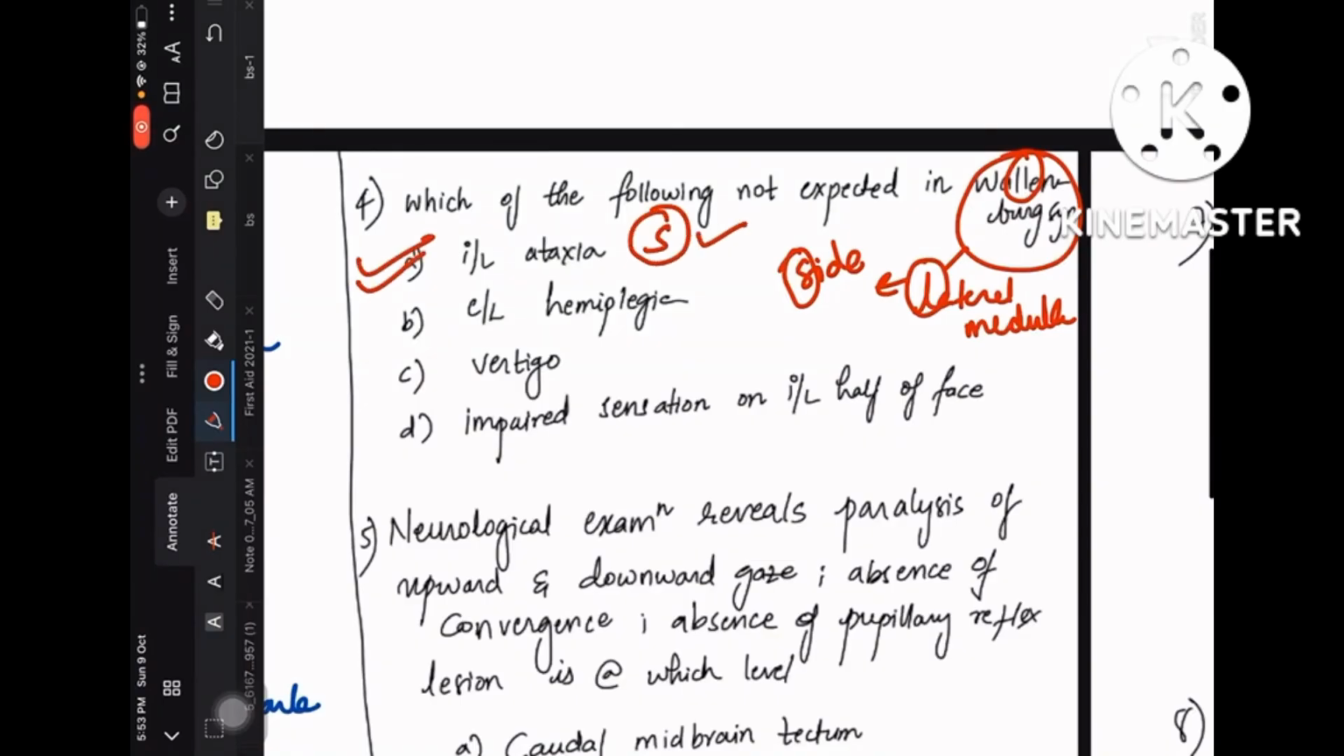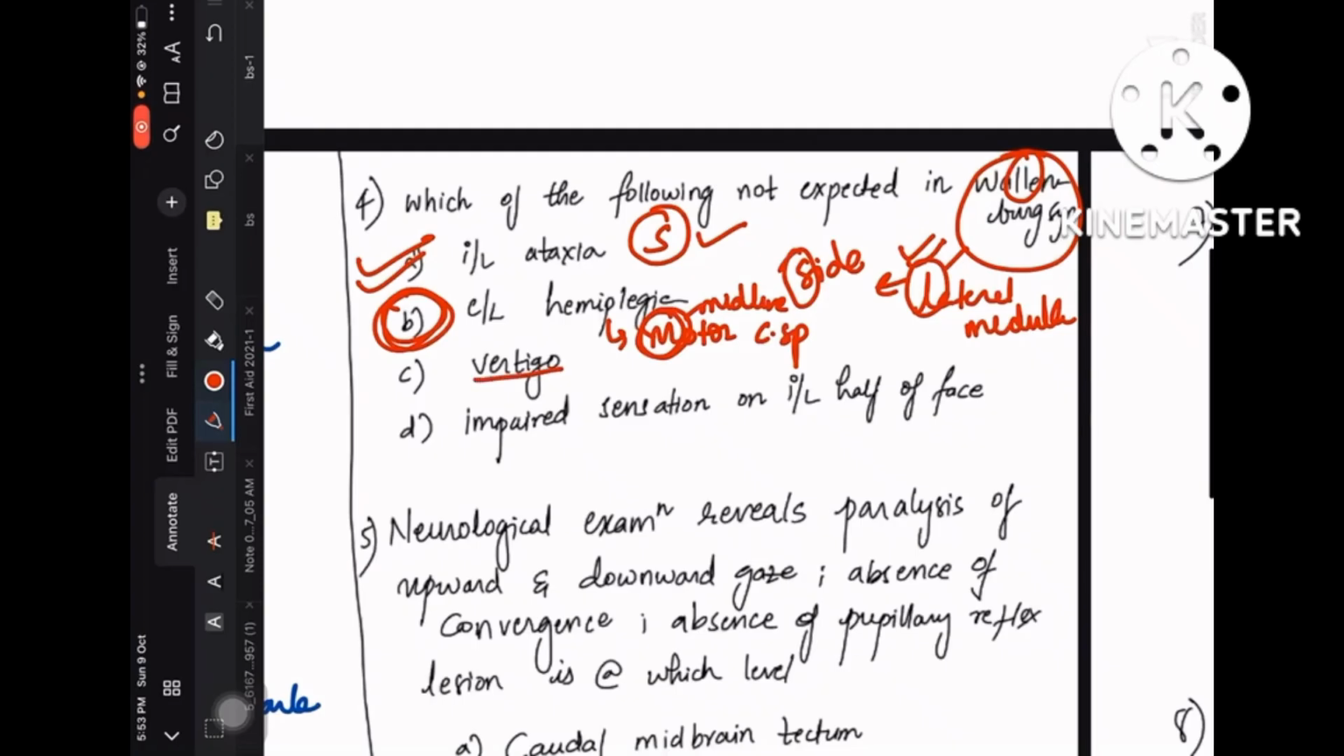Then contralateral hemiplegia. Contralateral hemiplegia is something related to a motor tract, which is the corticospinal tract. So motor is something related to midline syndromes, right? Medial syndrome. But lateral medullary syndrome is a lateral syndrome. So mostly this should be the answer because contralateral hemiplegia is given. Let us see further also.